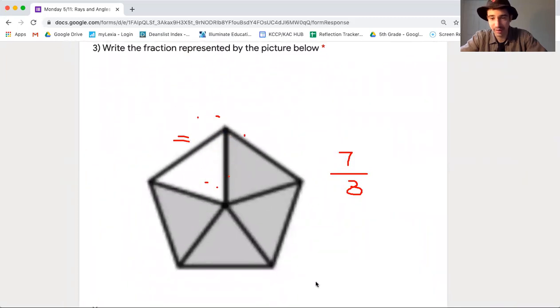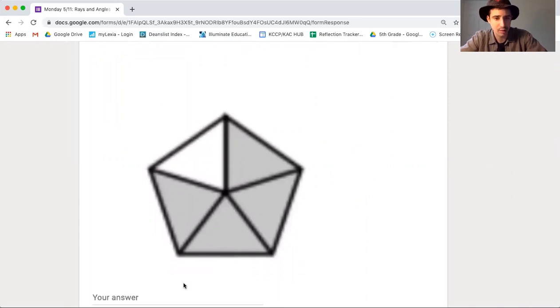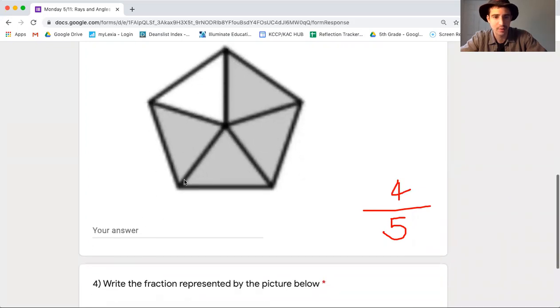Same question, different fraction. I'm going to ask myself, are these divided into equal parts? The answer is yes. So now I'm going to find my denominator, or the total number of equal parts. 1, 2, 3, 4, 5. My denominator is 5. How many of these parts are shaded? 1, 2, 3, 4. That is my numerator. This fraction is 4/5. So I'll write in 4-5 right here.